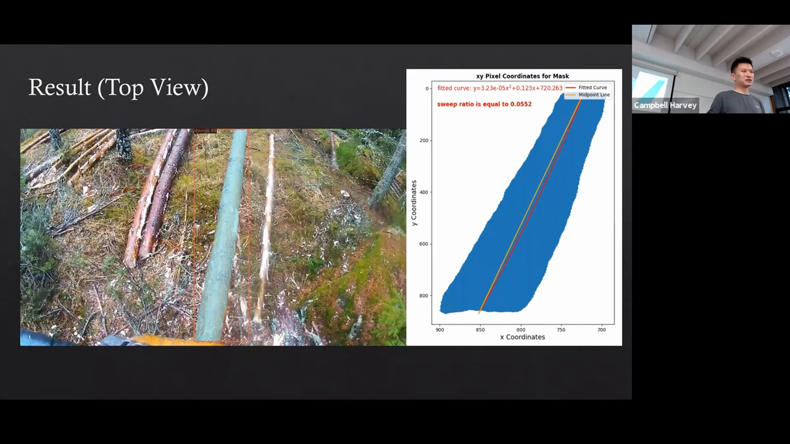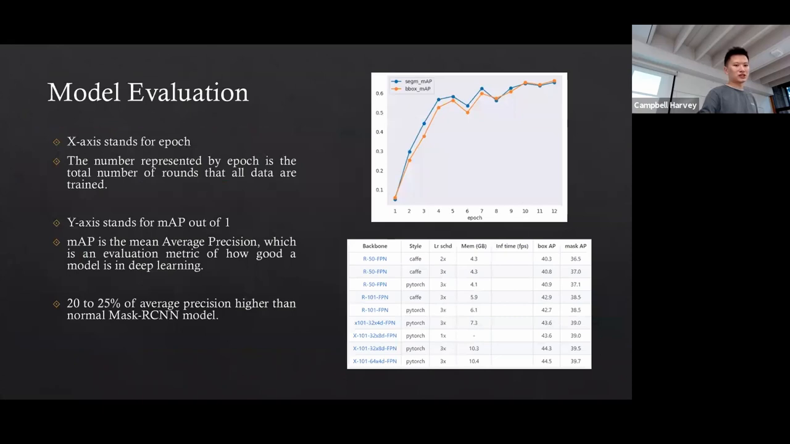And the next one is the model evaluation, how good this model is. Basically, in the upper right corner, the graph shows on the x-axis the epochs, which is how many times the overall data was trained. Basically, it was trained 12 times, and the mean precision increased, and the y-axis is percentage. So this graph shows how the model improves as it learns more times. When compared to the basic master's model, it is 20 to 25% higher than the basic model.